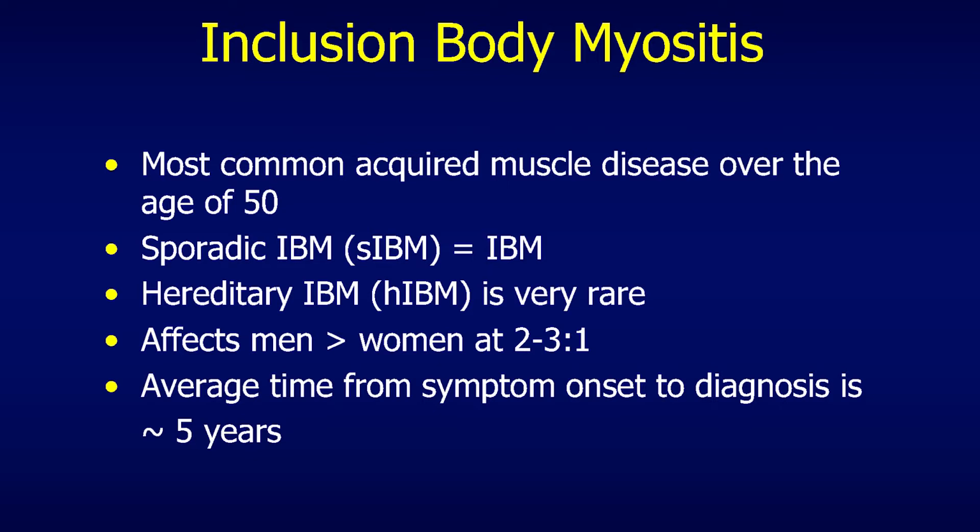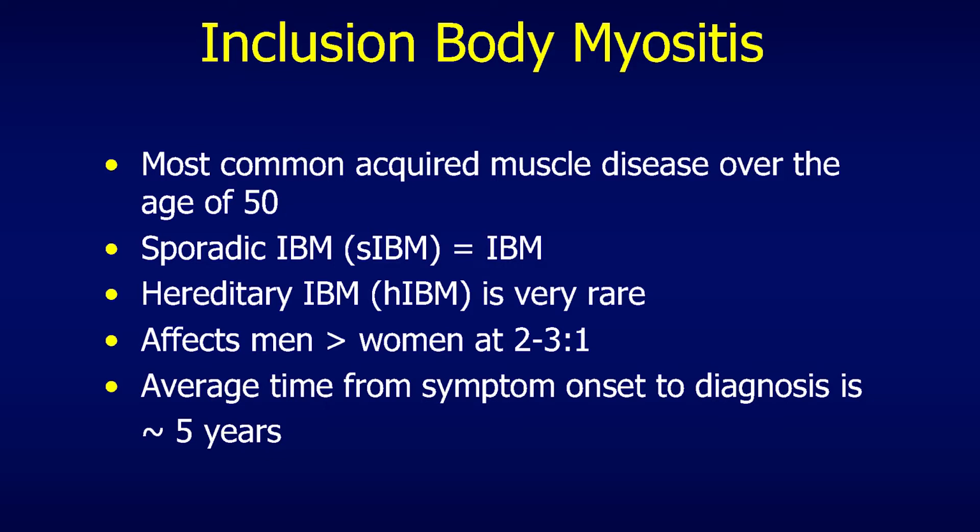Now, you'll often hear about different types of IBM. You may have heard of sporadic IBM or familial, hereditary IBM. In 95% of cases, an IBM diagnosis is equivalent to sporadic IBM, or SIBM. The other forms of IBM are extremely rare. It's probably 99% sporadic IBM. So it's incredibly rare to have either hereditary or familial IBM.